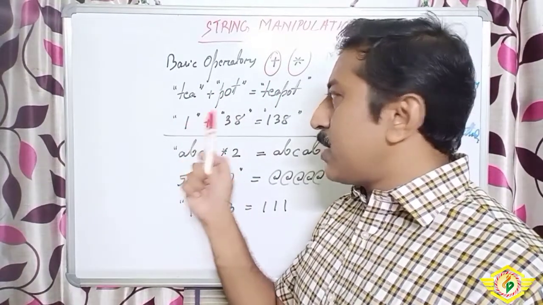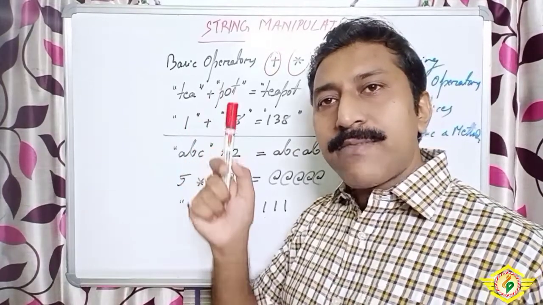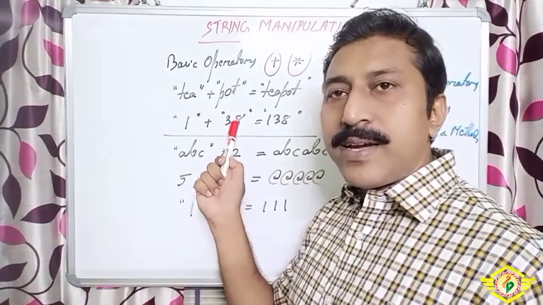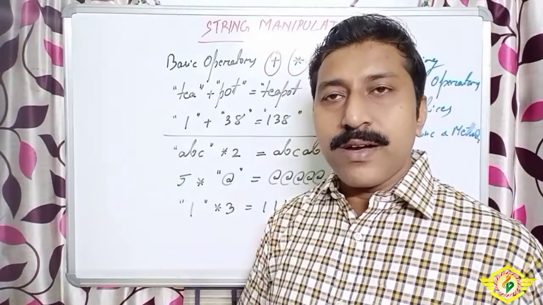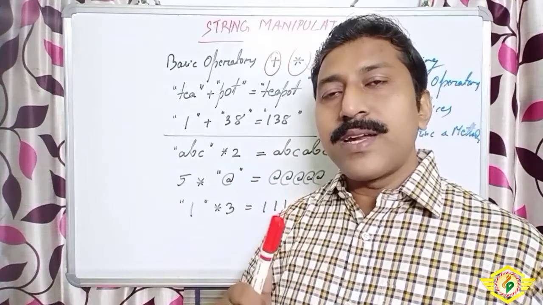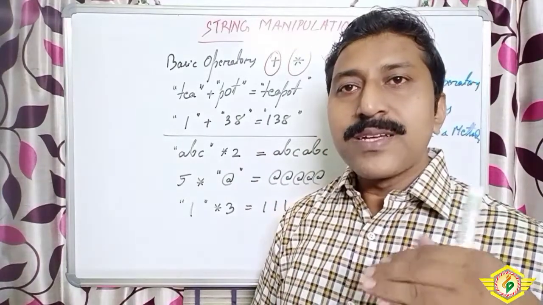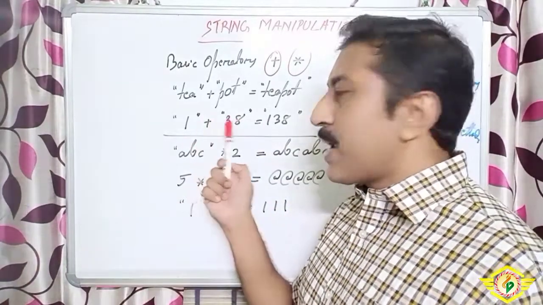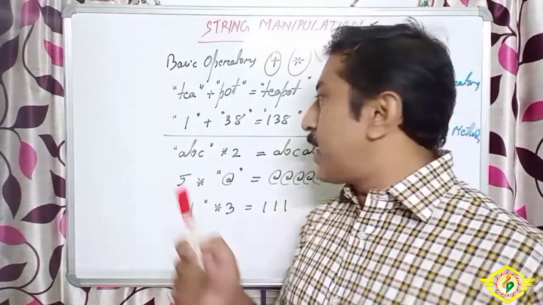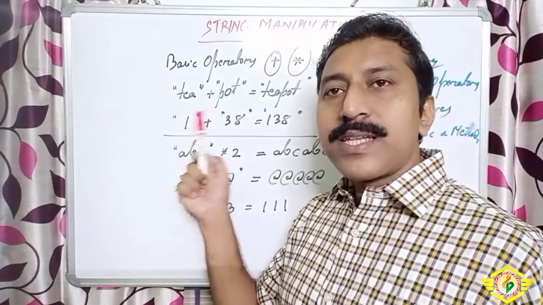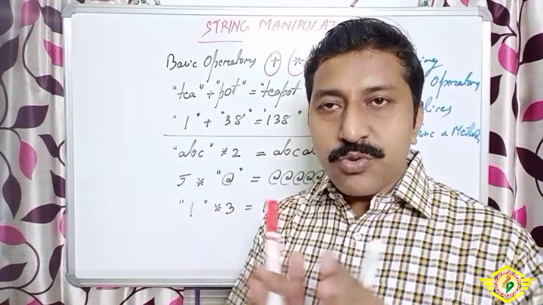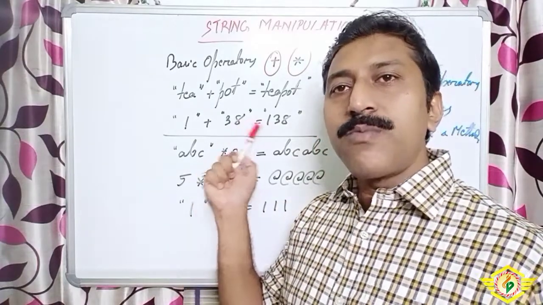Second example, you see, one is a numeric value, but I have written it in double quotes, means it is a string form. And next is 38. 38 is also a numeric constant, but I have written it within double quotes, means it is also a string constant now. So when we are adding this, instead of 39, the output will come 138, because 1 is a string, 38 is a string. So this plus operator is used to merge two strings together. So output will be 138.